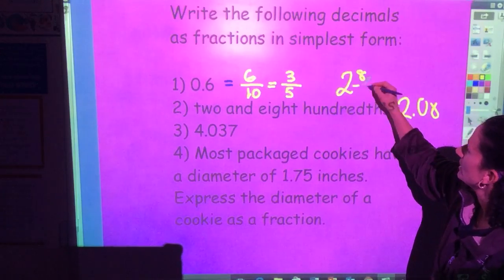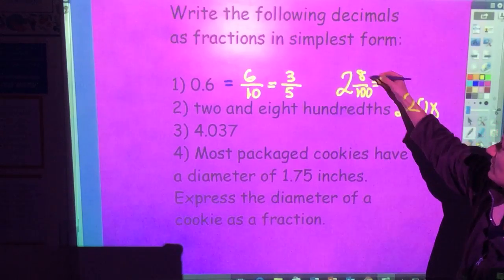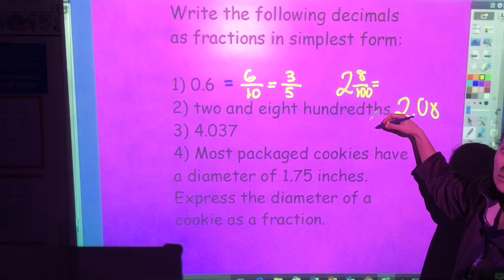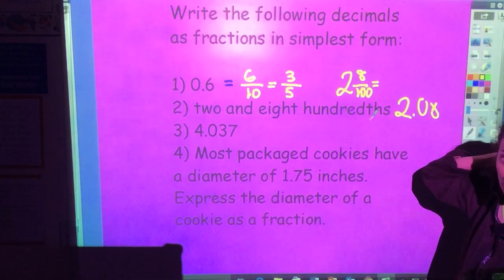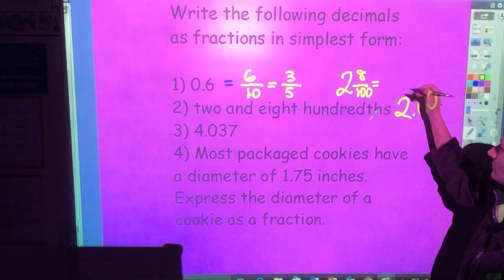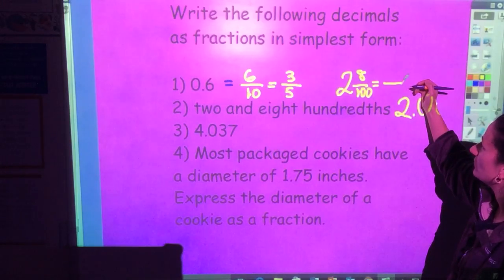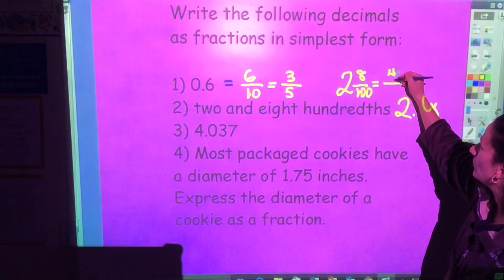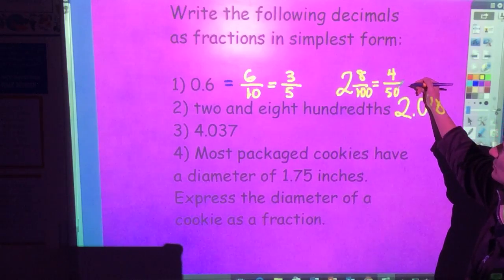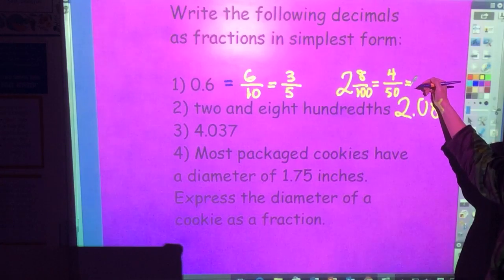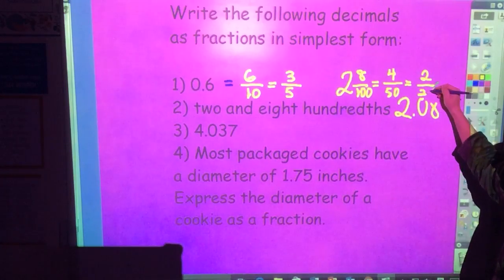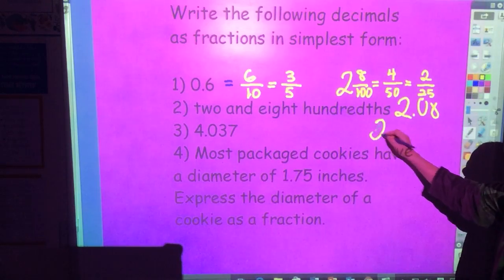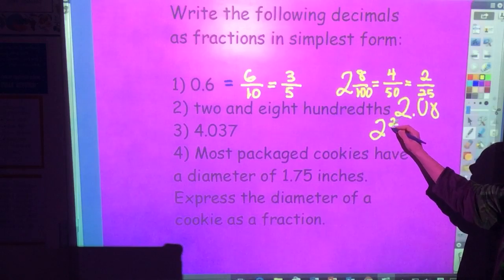2 and 8/100 can be divided by, what can it be divided by? Hopefully you divided it by 4, although you could divide by 2. Maybe you thought of 2 at first, but we can actually divide by 4. I'll show you both scenarios. If you divide by 2, you would get 4/50, and then you might realize you can divide by 2 again to get 2/25. So your final answer for this one is 2 and 2/25.